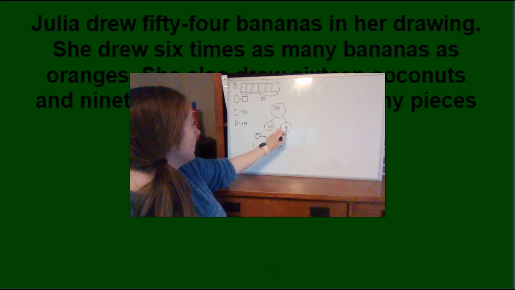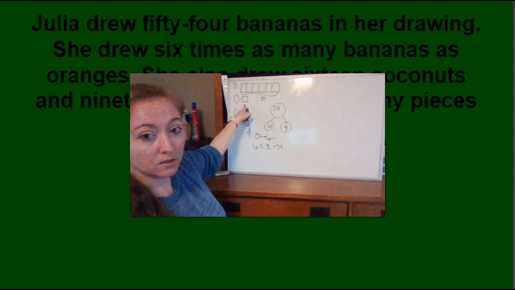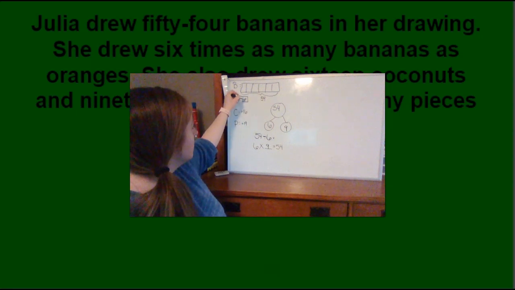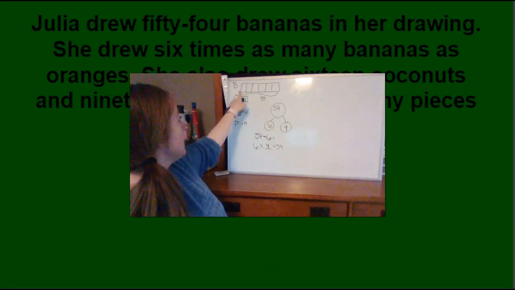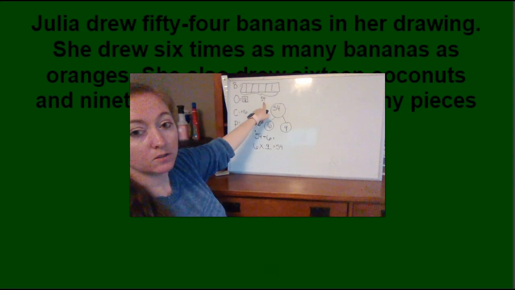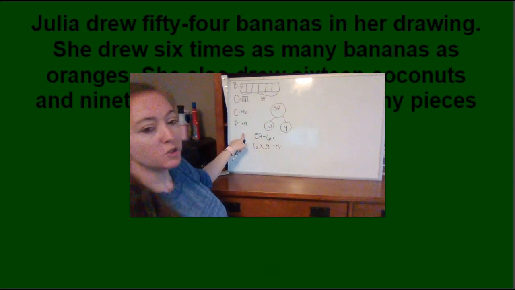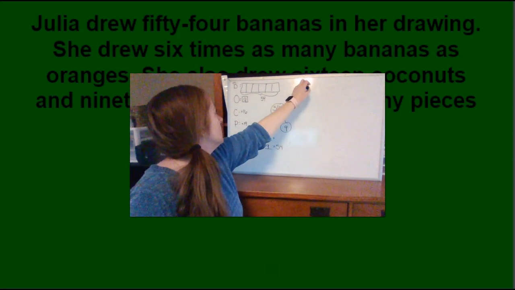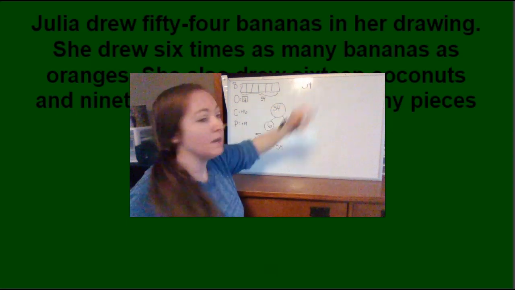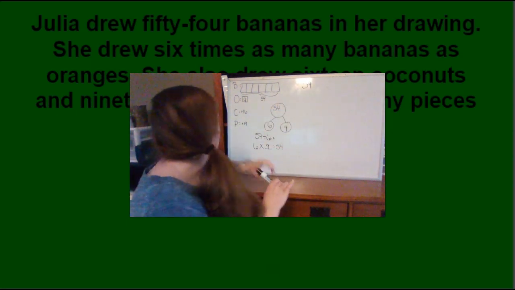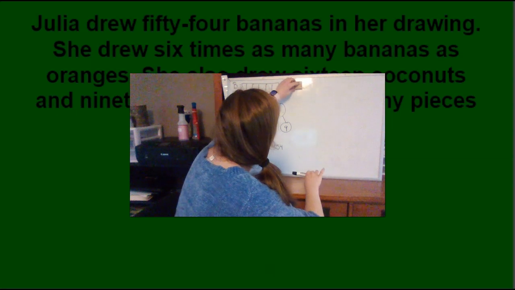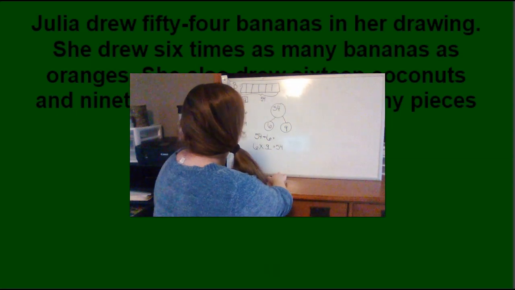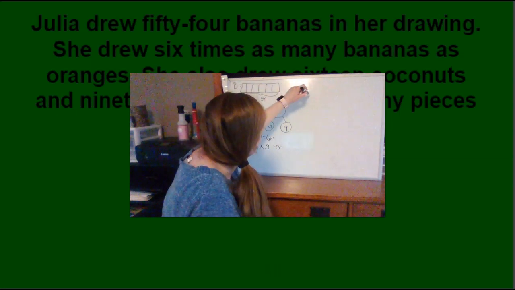Okay? So how many oranges did she draw? She drew 9. Okay? 9 times 6 will give us 54. So our answer is correct. Now, the question was how many pieces of fruit all together did she draw? So we know for bananas, she drew 54 bananas. So we know for bananas, she drew 54.